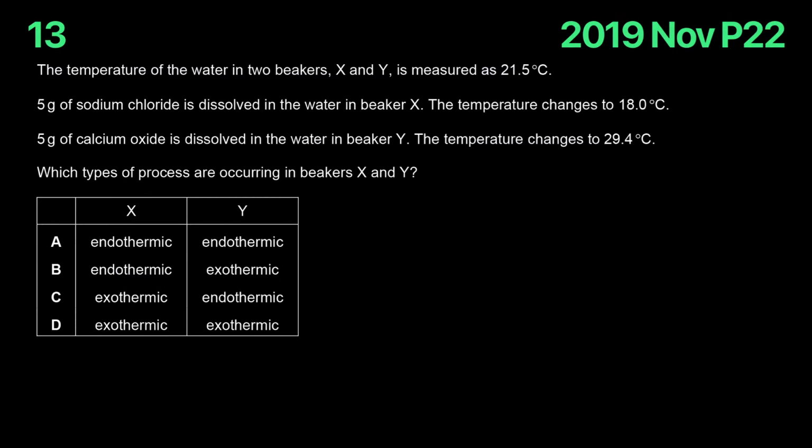Nice. Okay. Temperature of the water in two beakers X and Y is measured to be 21.5 degrees. Okay. 5 grams of sodium chloride is dissolved in the water in beaker X. The temperature changes to 18 degrees. This is very interesting. No one knows this, but if you add a lot of sodium chloride to water, it actually changes the temperature. You know why?